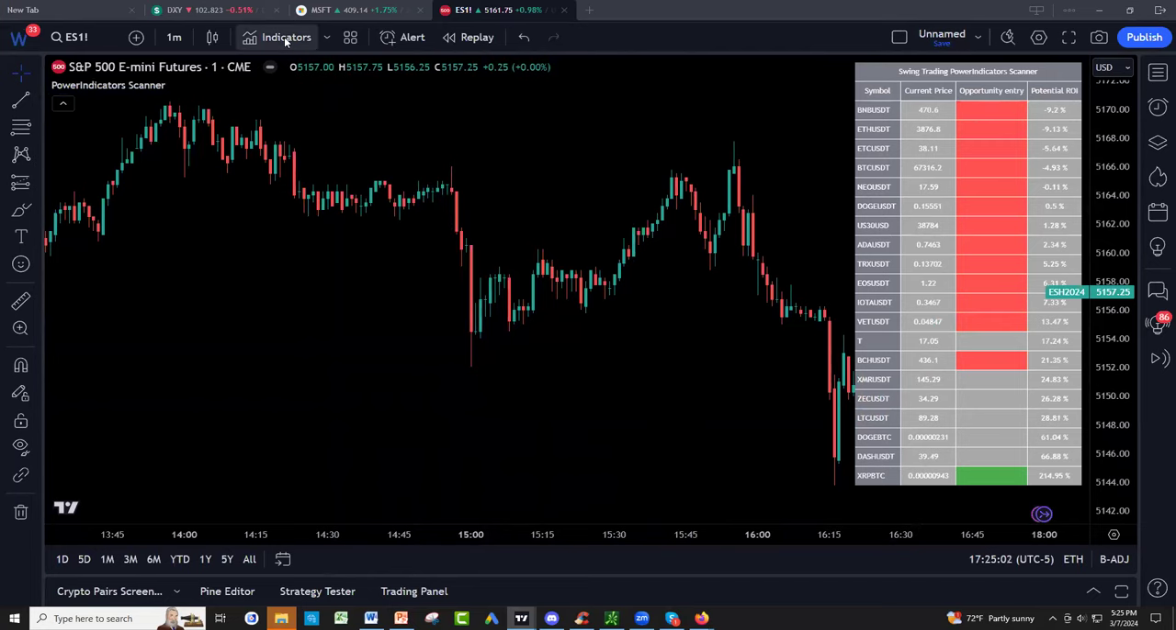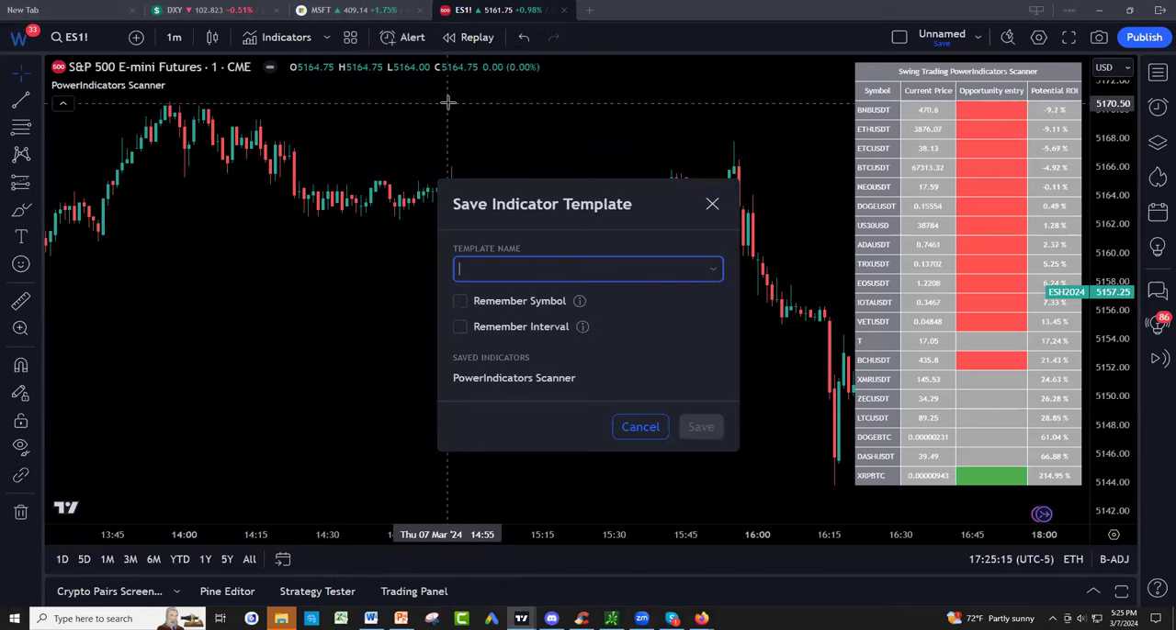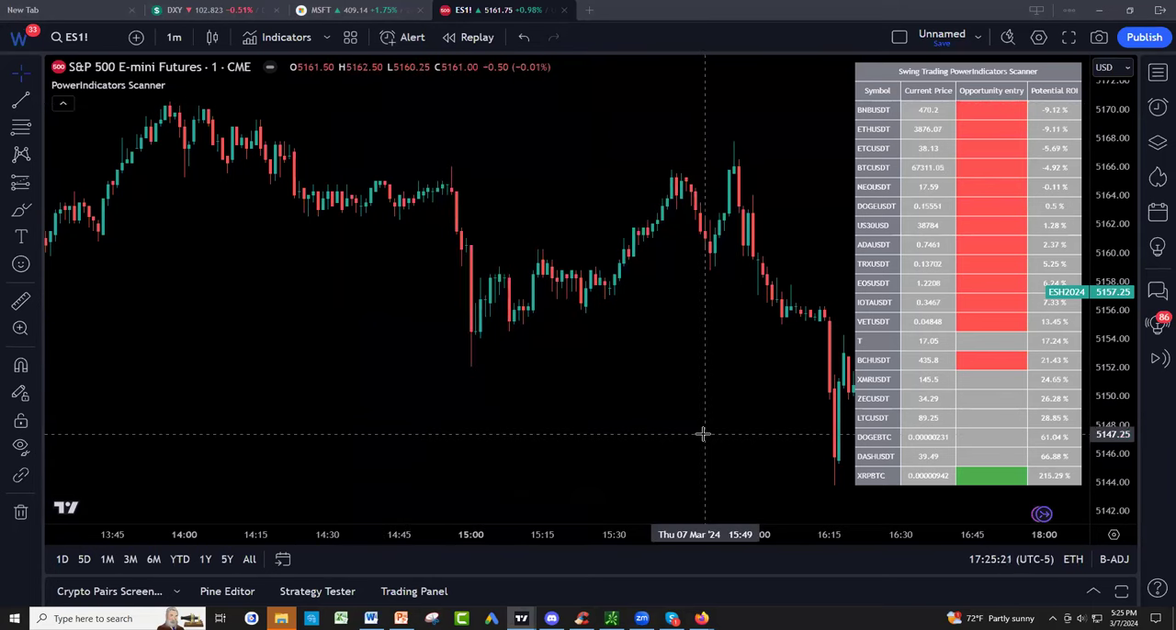So look, I can do this. Template, I'm going to save the template. Yeah, new template, save indicator template. I'm going to call it test Sammy. I'll delete it later, just for you, Sammy. And boom, I've done this.